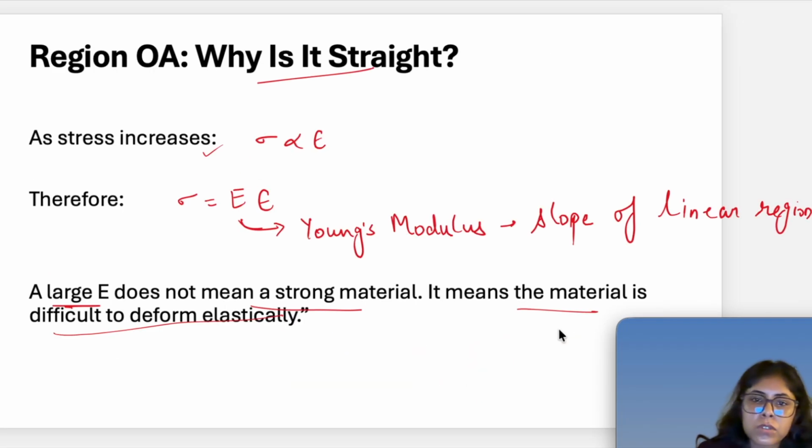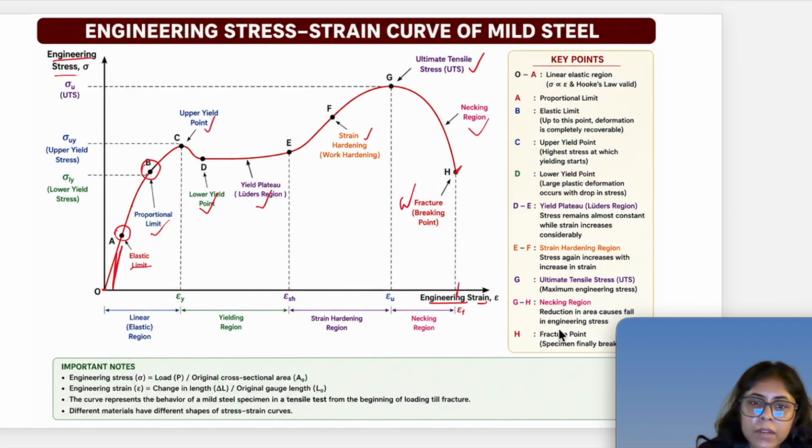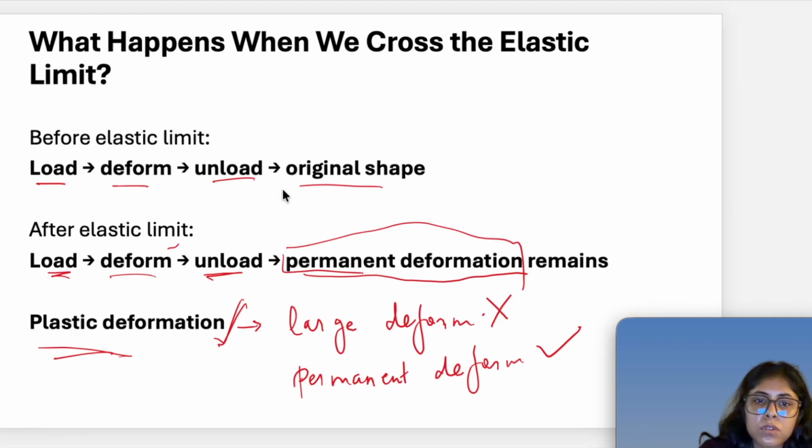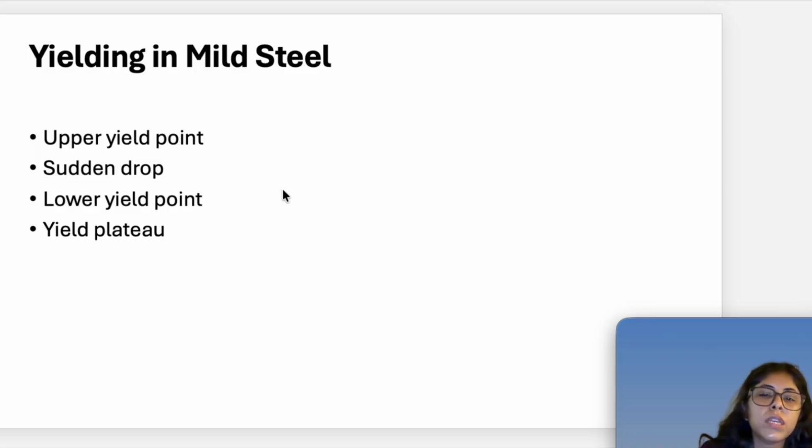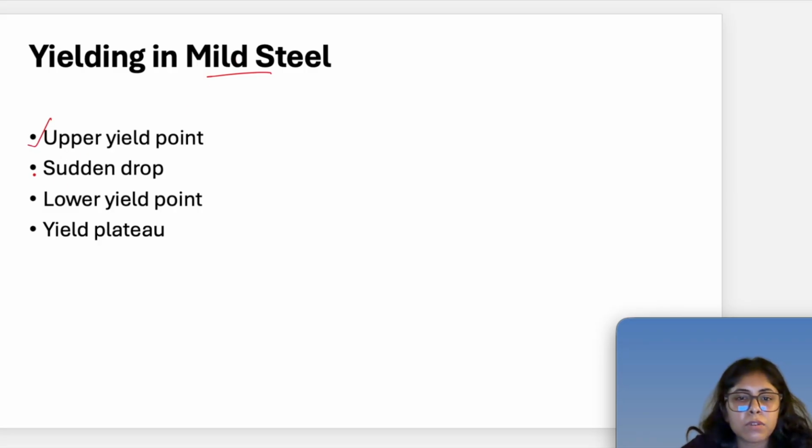Now after you see the proportionality limit, then you come to the yielding in the graph, right? So you see upper yield, lower yield, and then you see yield plateau, right? So let's see what that is. Yielding in mild steel comes with an upper yield point, and then there will be a sudden drop that we call the lower yield point, and then we have the yield plateau.